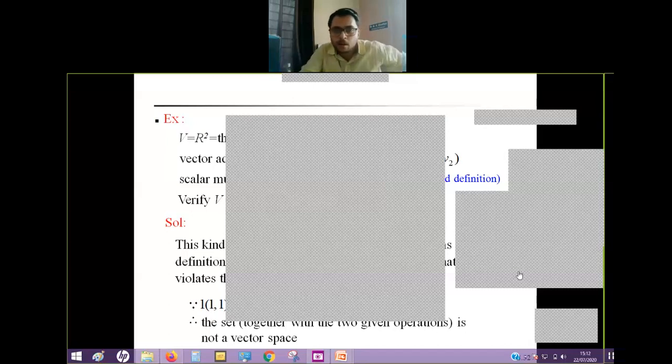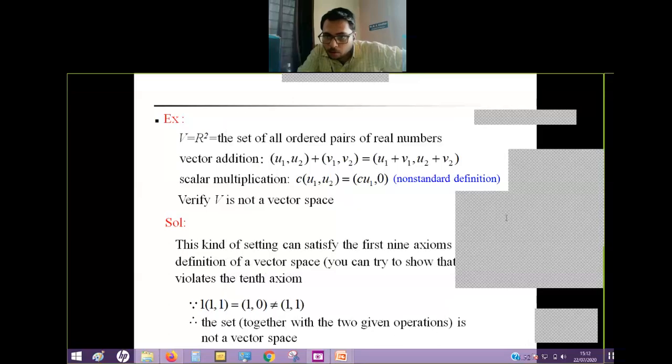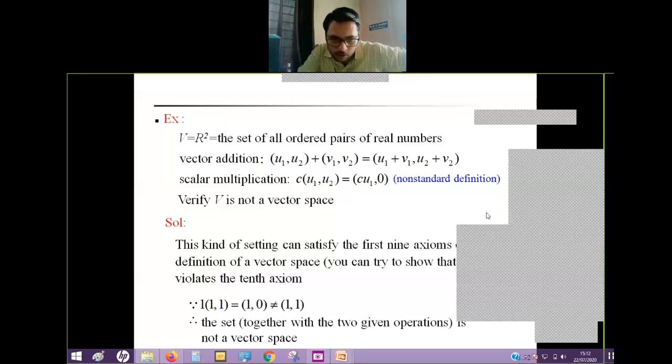Okay, so what is your doubt? How is this (1, 1) not equal to (1, 0)? Okay. It is not equal to (1, 0).